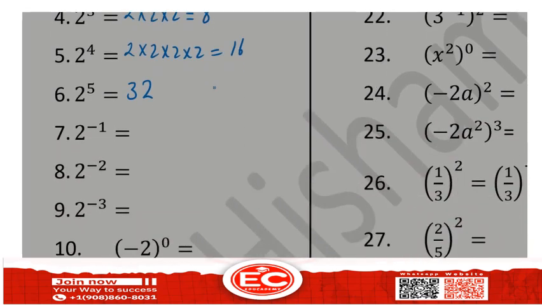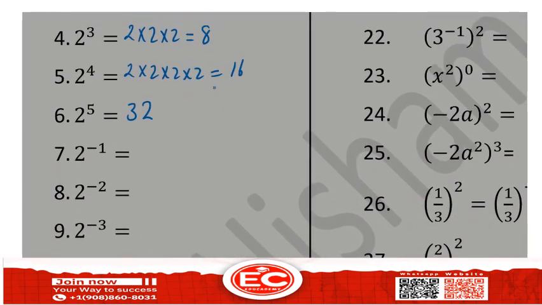But if you have a negative power, 2 power negative 1 doesn't mean negative 2. The common mistake is that students write it as negative 2. No, it's not negative 2. You should ask yourself first, what is 2 power 1? 2 power 1 is 2, right? So the answer is 1 over 2.